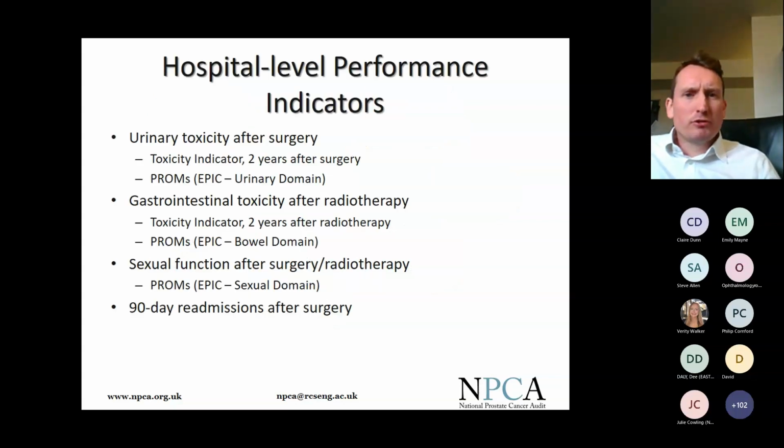So just a general slide here about all of the hospital-level performance indicators that we can use together. We now have urinary toxicity after surgery, that's with the toxicity indicator described earlier, and we use a cutoff of 2 years after surgery, and also use the EPIC-26 urinary function domain. Equally for gastrointestinal toxicity after radiotherapy, in a similar way, 2 years after radiotherapy is the cutoff for our toxicity indicator, as well as using the bowel function EPIC-26 domain.